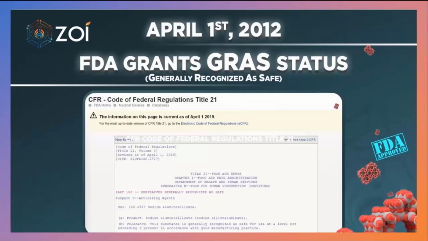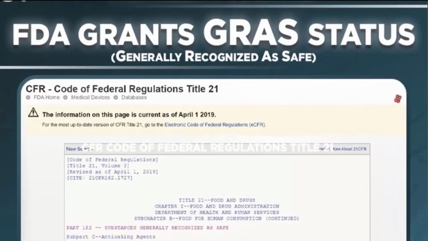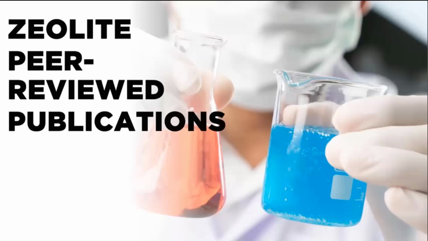Fortunately, on April 1st, 2012, the Food and Drug Administration granted GRAS status to sodium aluminosilicate. Sodium aluminosilicate is commonly called zeolite. Scientists have long known that the zeolite is a very powerful absorbent and a very powerful binder of heavy metals and toxins that, like Lori's talked about, we are exposed to every single day.